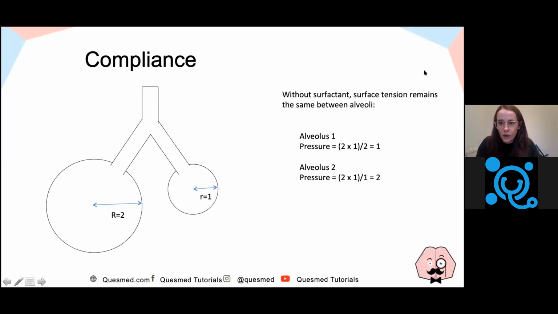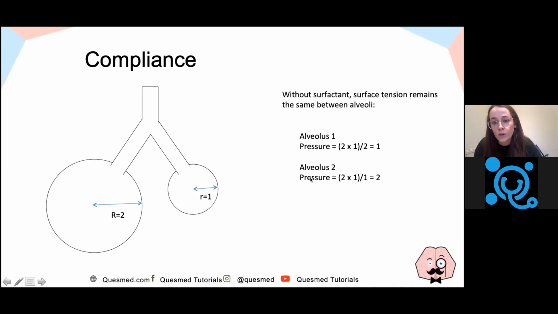Okay, so without surfactant, the surface tension between alveoli remains the same. So in alveolus 1 here, we've got a radius of 2, and in this alveolus here, we've got a radius of 1. Pressure is equal to 2 times surface tension, and we've just said that the surface tension is 1, and then divided by 2, so that's the radius of the alveolus. So the pressure within that alveolus is 1.